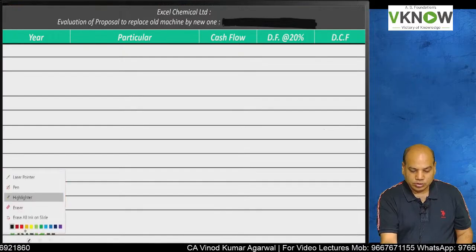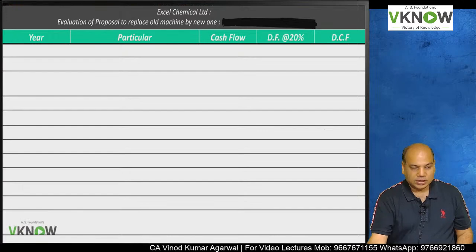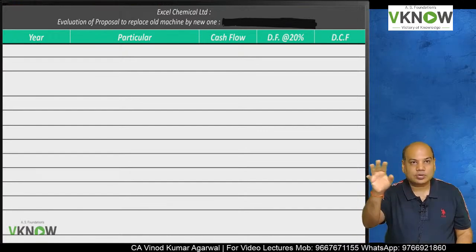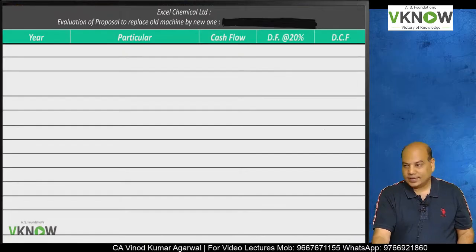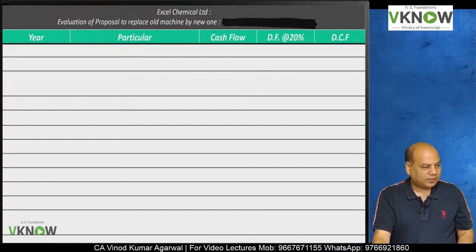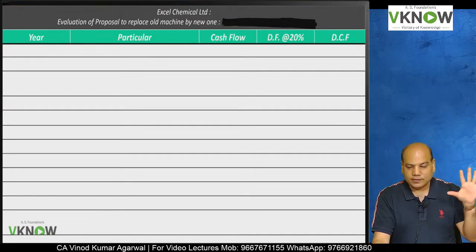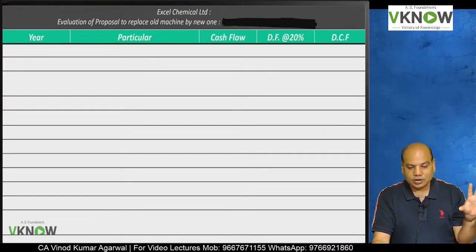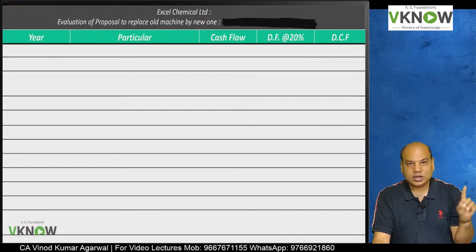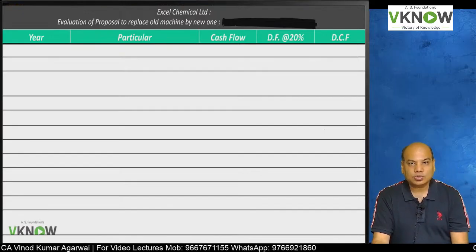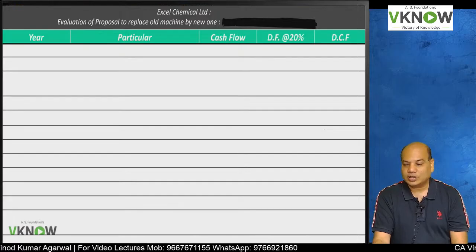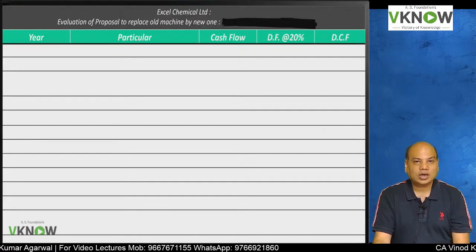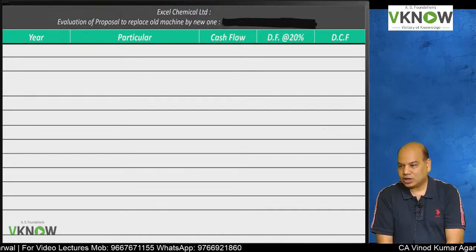Evaluation of the proposal to replace the old machine by the new one. Below that write calculation of NPV. And then you write down 5 columns. First column year, second particular, third cash flow, fourth discounting factor at 20%, fifth column DCF, discounted cash flow.